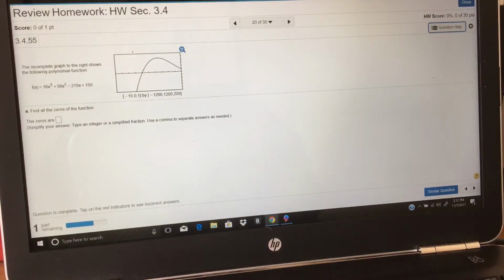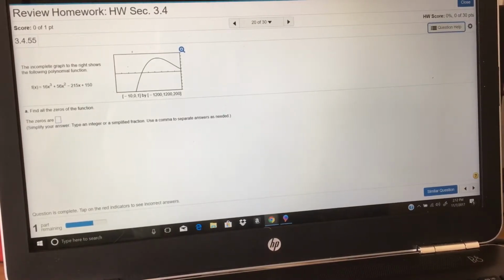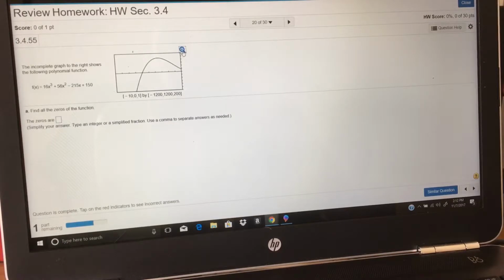Okay, we're gonna look at this problem here. We're given an incomplete graph and then we're asked to find the zeros of the function. So all we have to do here is get the first zero based off of this graph, and it looks like it's at the left of the graph.